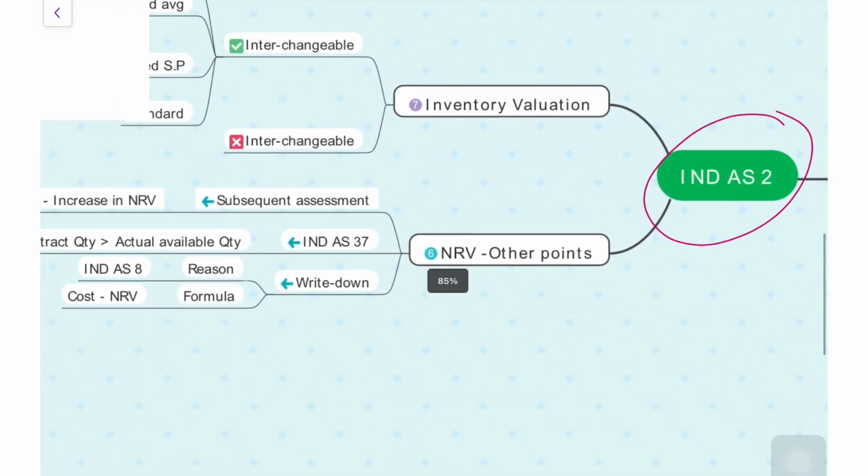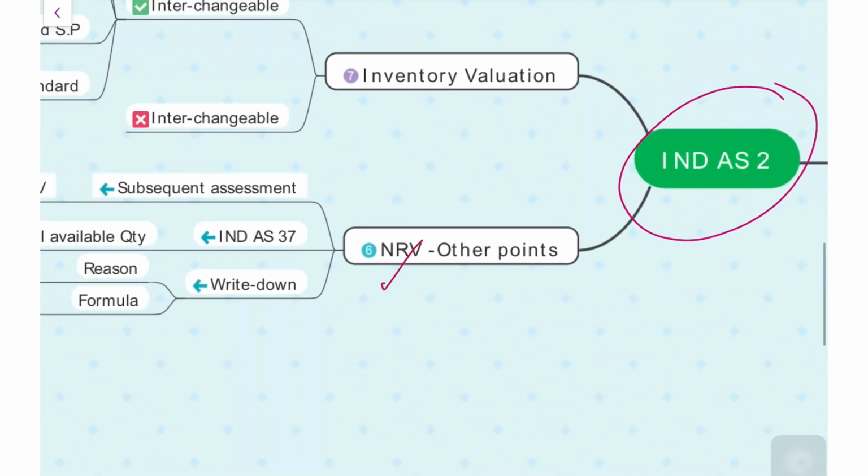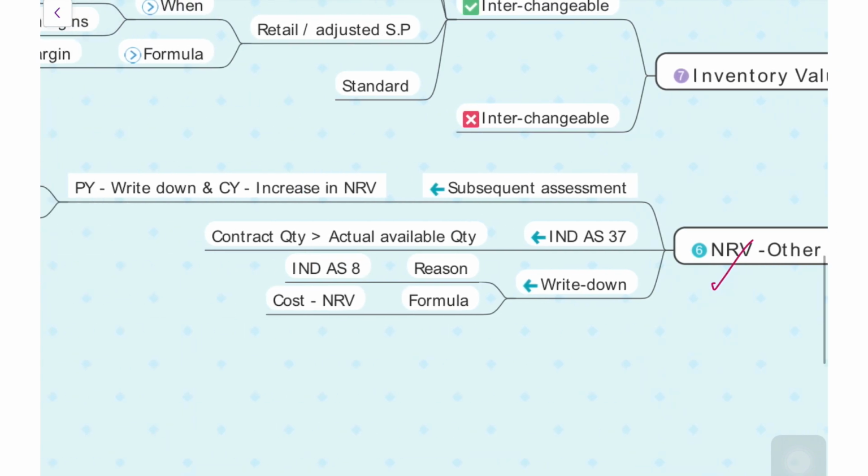Okay? Yes. Now talking about the next part. We have completed all the points related to cost. Now talking about the other points, which is your net realizable value. Related to net realizable value, there are a few more points that I want to discuss. First, starting with the subsequent assessment.